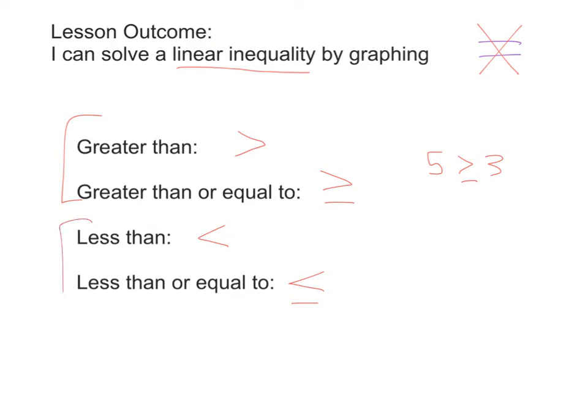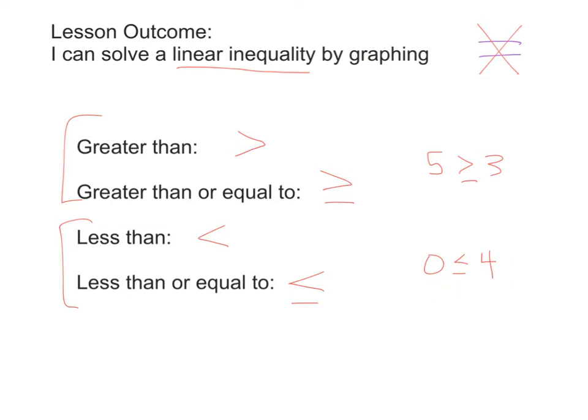Less than or equal to, same idea here. If we have 0 is less than or equal to 4, yes, 0 is less than 4. Remember, we could also read it this direction, so 4 is greater than or equal to 0. The mouth is again eating the larger amount. We could look at that kind of backwards as well.